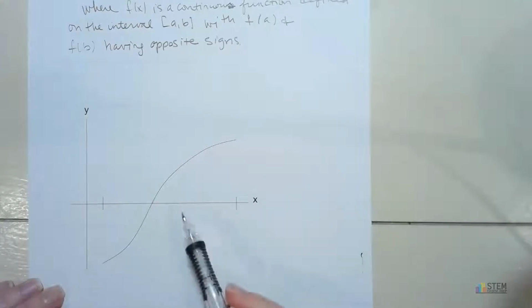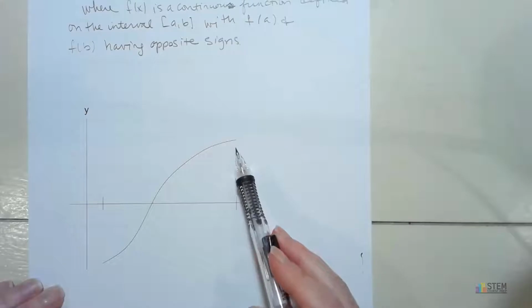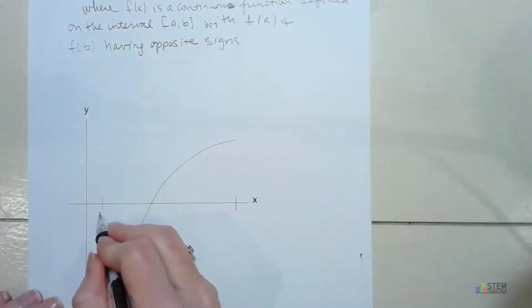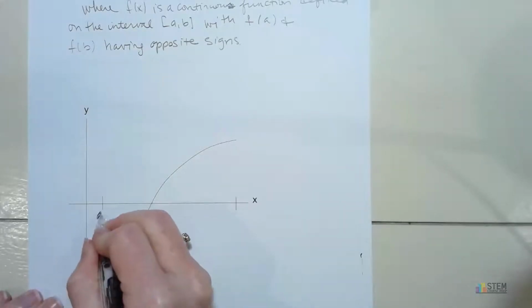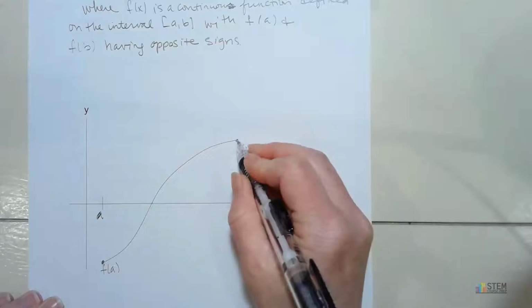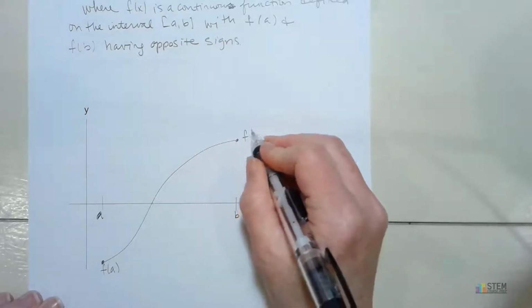Okay, now if you notice, I've got one end of the function here, one end here, and that's because if we add some things to this drawing, let's say this point right here is a. All right, so we've got a, and here's b. All right, so we've got those. So these are the endpoints of our interval. Okay, so this point right here is going to be f of a, and up here we've got f of b.